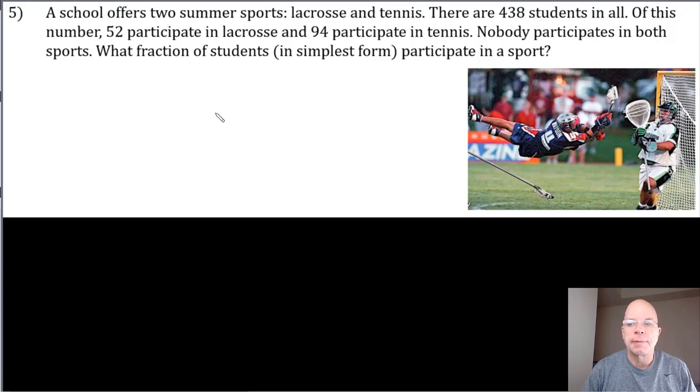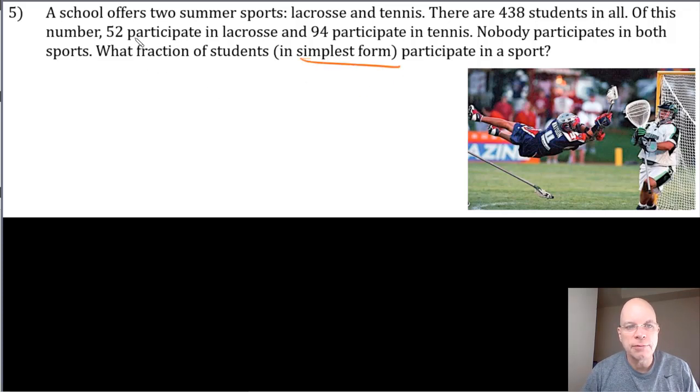We're practicing simplifying fractions by factoring on this assignment. Problem number 5 says a school offers 2 summer sports, lacrosse and tennis. There are 438 students in all. Of that 438, 52 participate in lacrosse and 94 participate in tennis. Nobody participates in both sports. What fraction of students in simplest form participate in a sport?